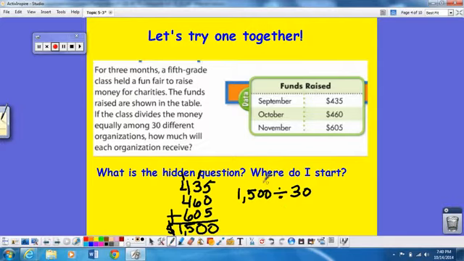Now let's remember and think back to what this represents. The $1,500 represents all the money that they raised in the fun fair. When we divided it by 30, we're doing that because it tells us in the story problem that the class is dividing the money equally among 30 different organizations.